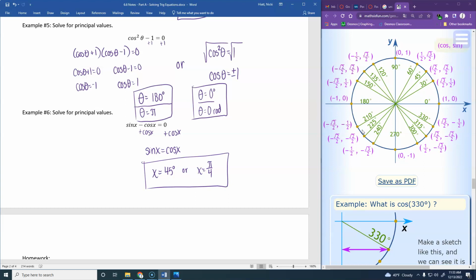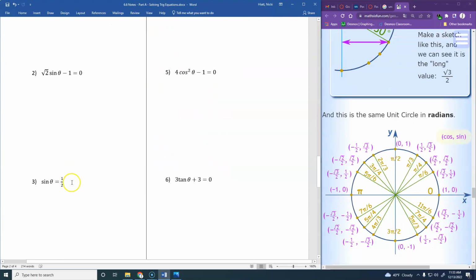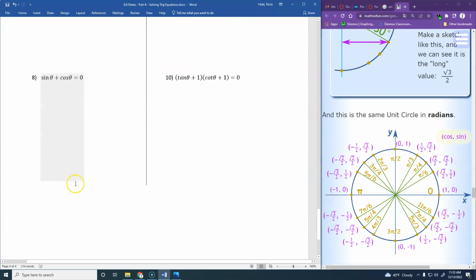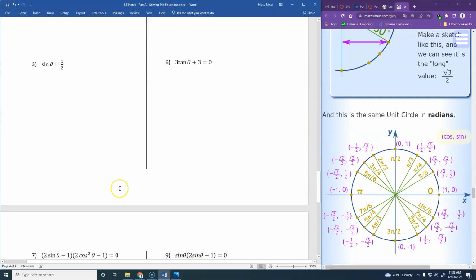All right. The whole rest of the worksheet. Yeah, so just those 10 problems.